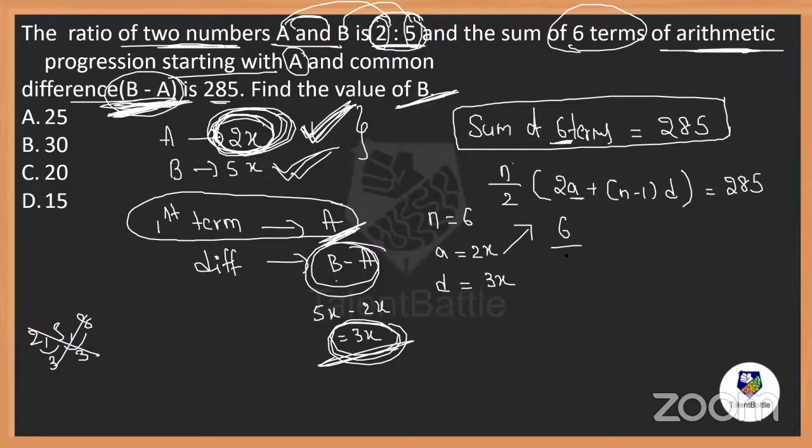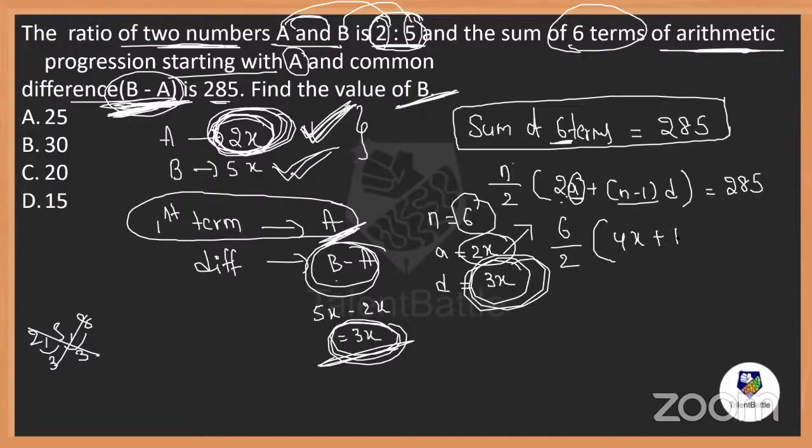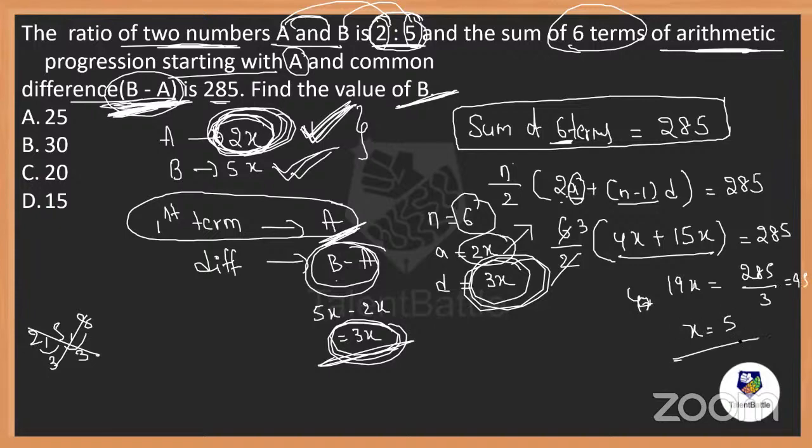Let's just substitute it. 6 divided by 2 into 2a. A is 2x, so this is 4x. 2a means 2 into 2x, plus n minus 1, 6 minus 1, 5 into 3x. 5 into 3x is 15x. So this will be equal to 285. 6 divided by 2 is 3 times. So 4x plus 15x is 19x, equal to 285 divided by 3, which is 95. That implies the value of x is equal to 5.